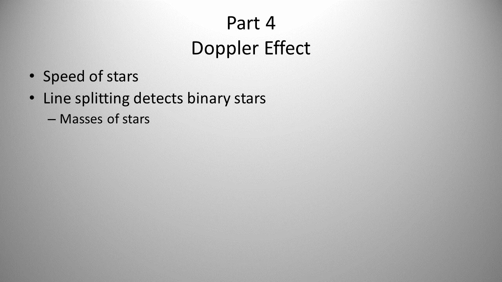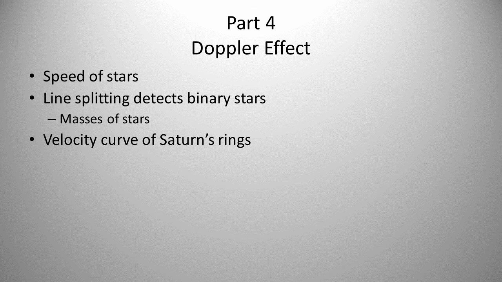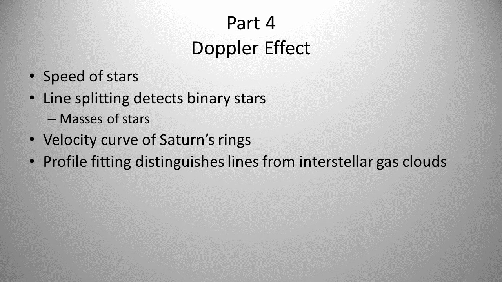In this video, we're going to see that there's more information we can get by looking carefully at the plot of the spectral lines. We'll be looking into the Doppler effect, a shift in energy of photons due to the motion of the source. We'll see that this can tell us the speed of stars, and that can be used to detect binary stars and calculate the masses of stars. It could show early astronomers that Saturn's rings are not solid. By fitting absorption line profiles with a form that takes thermal Doppler broadening into account, we can distinguish absorption lines from interstellar gas clouds from the lines in the stars behind them. So that's how we can tell what those gas clouds are made of.